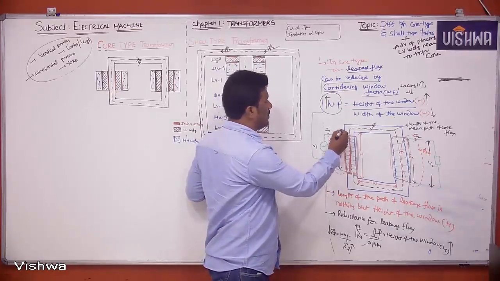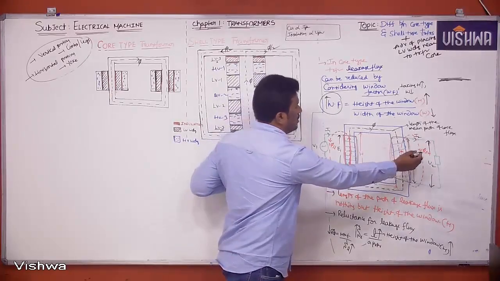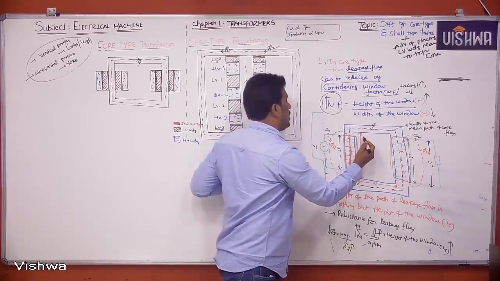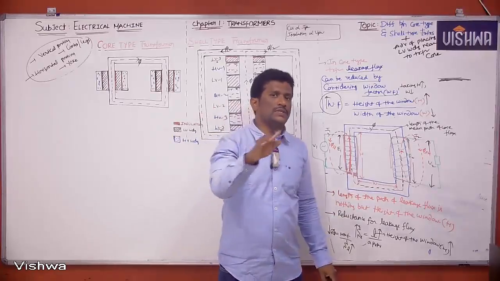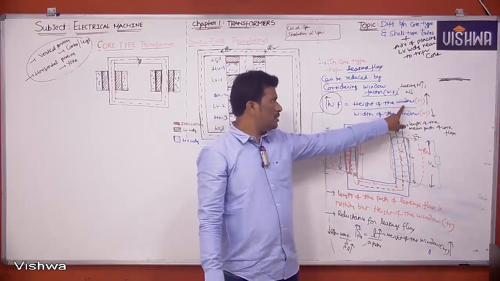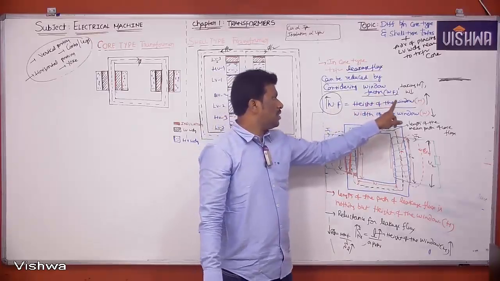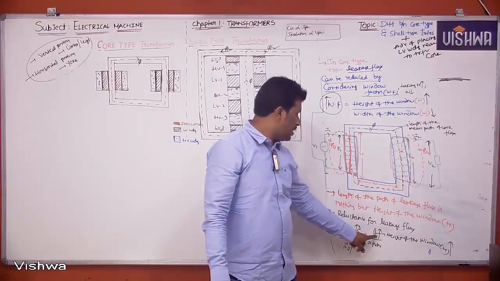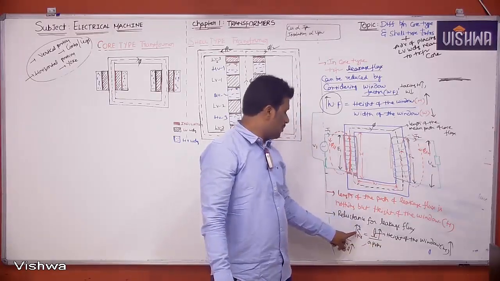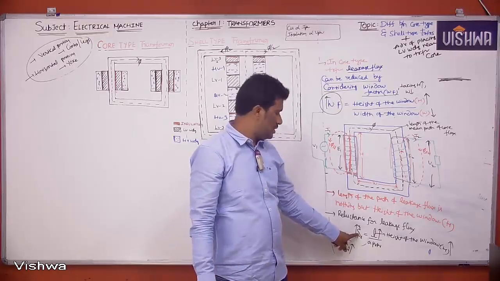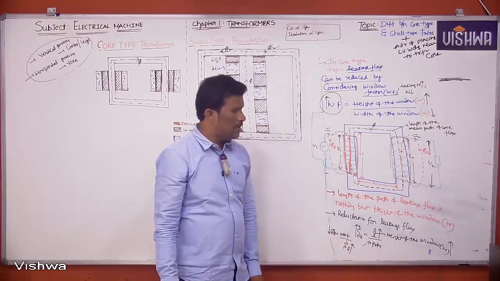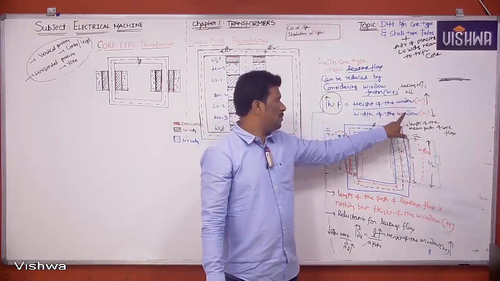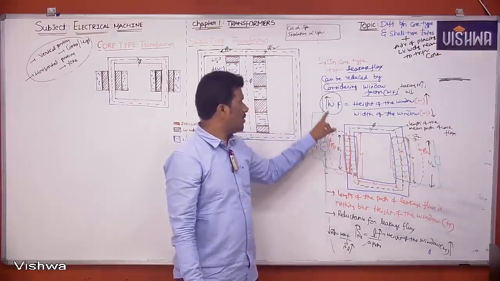This leakage flux links with only this winding, it will not come to this side. Similarly, this leakage flux will link with only this winding, it will not come to this side. So indirectly, height of the window means length of the path of leakage flux. If you keep more window factor, that means more height, you are increasing the length of the path for leakage flux. Thereby reluctance for leakage flux will increase and leakage flux will reduce. So I can reduce leakage flux by considering window factor, by keeping more height and less width, that is, by having more window factor.